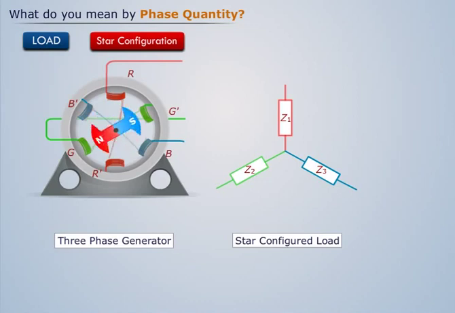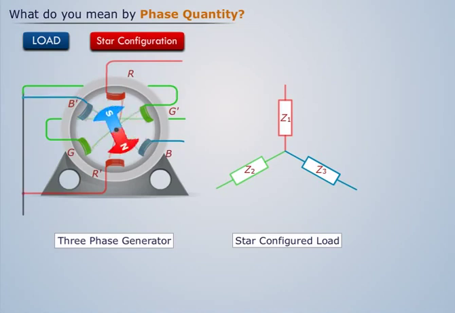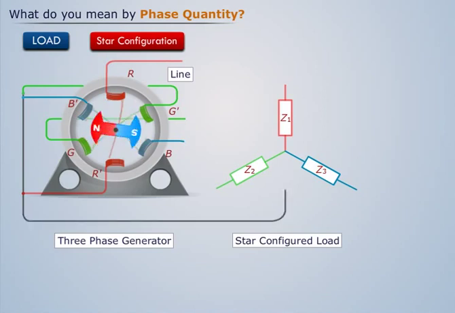Here, let's join the ends R', G' and B'. Thus, the three conductors R, G and B, which are leading away from the generator towards the load, will be known as lines. Now let's connect this line to the neutral point of the load. Let's also connect these three lines R, G and B to the loads Z1, Z2 and Z3 respectively.